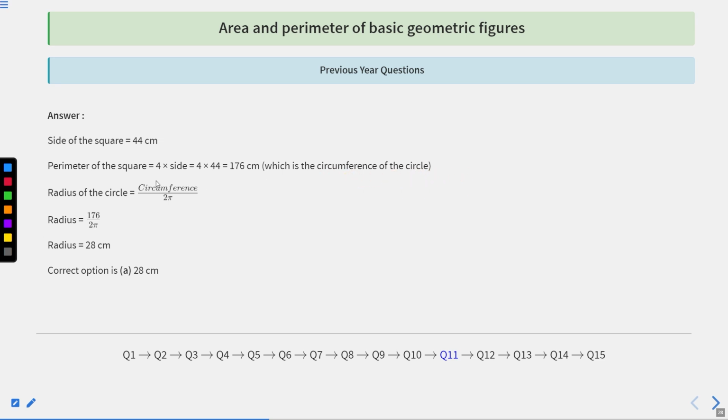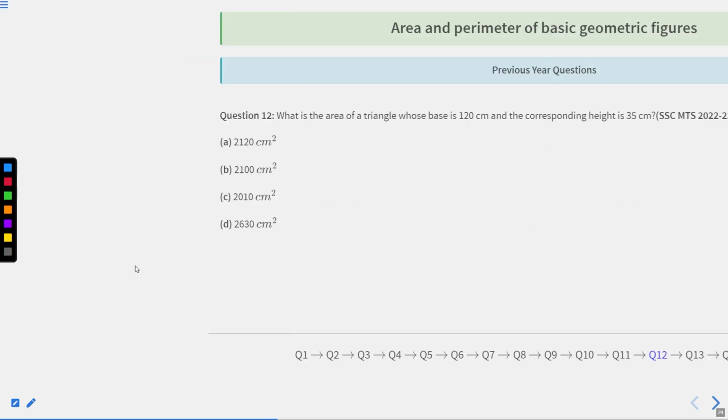Since the circumference of this circle is known to you, you can easily obtain the value of the radius. So the radius of this circle will be circumference upon 2 pi. So radius equals 176 upon 2 pi, and this will be radius equal to 28 centimeter. So option A is correct, that is 28 centimeters.